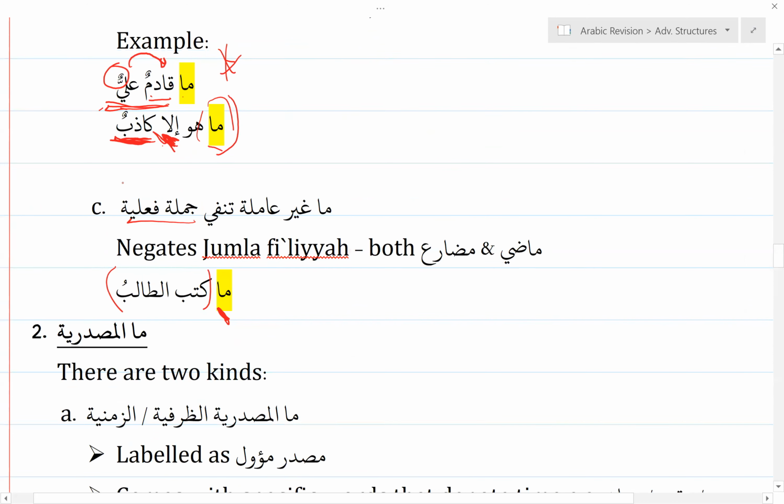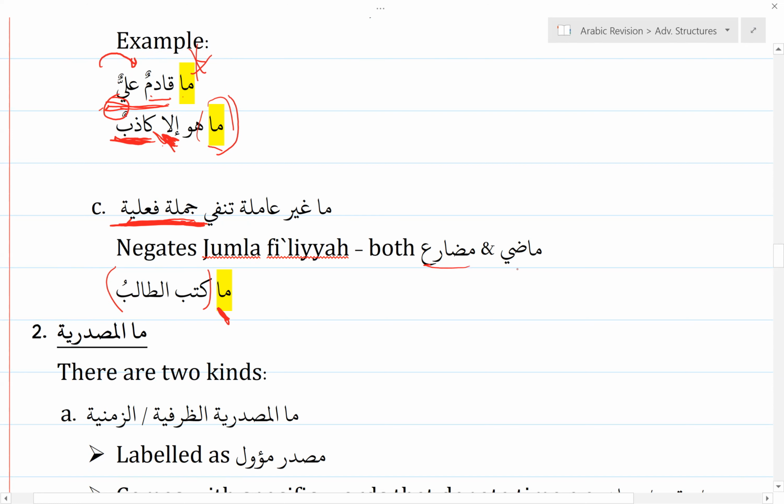Normally the ma would work on an isim. But now you're giving it a fi'l. So it's like, I don't even have a job on a fi'l. What am I supposed to do? I'm not going to do any job. I don't have a job. So this ma negates only jumla fi'aliyah.